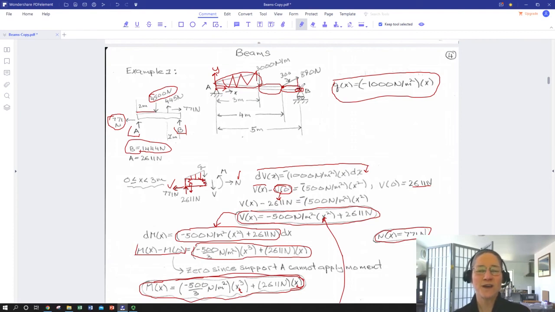And of course, your final check is, do N, M, and V at an X corresponding to the end of your beam correspond to what your support at that end can give? That's your final check. So if it isn't, then you have to go back and look for a boo-boo. So that is the end of this lecture.